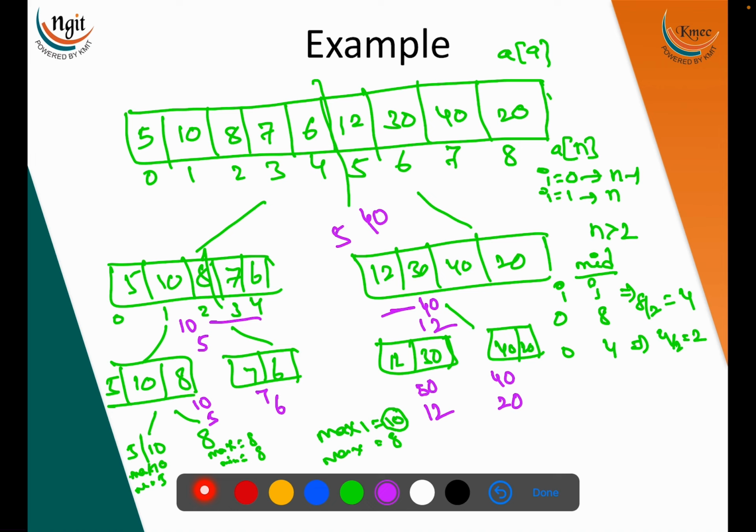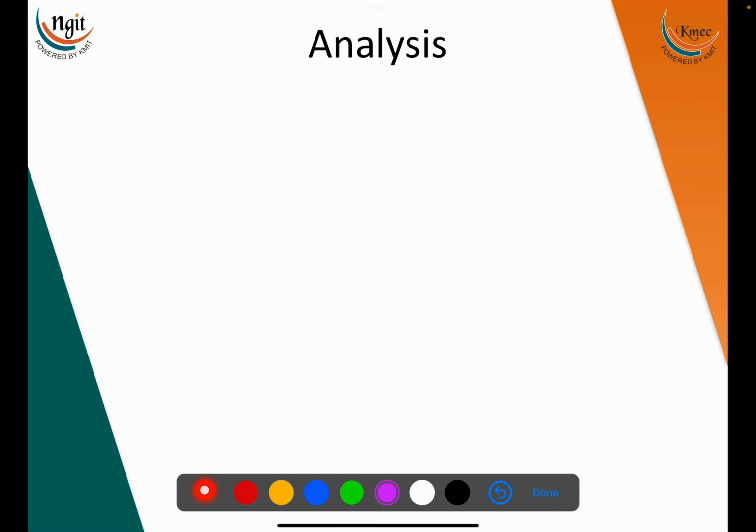So when you look at this whole list, the element you will find as maximum is 40, minimum is 5. And this is the way how divide and conquer algorithm will help you to solve the finding maximum and minimum problem. Now let's see the analysis of the same. So the analysis of the same algorithm is what? The recurrence relation of this algorithm.